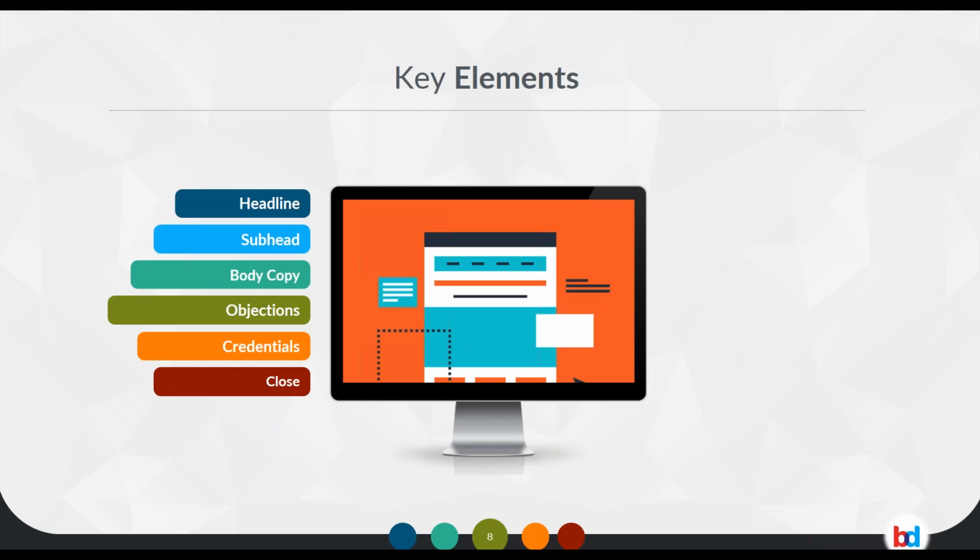The basic elements of a landing page are the headline, the subhead, the body copy, dealing with objections, presenting credentials, and the close. Now, in a landing page with all 6 of these elements, that's essentially the order in which they are presented. Headline, subhead, body copy, objections, credentials, and close. At the very minimum, you have to have headline, subhead, and close, or I suppose if you really want to be minimalistic, you can have headline and close.